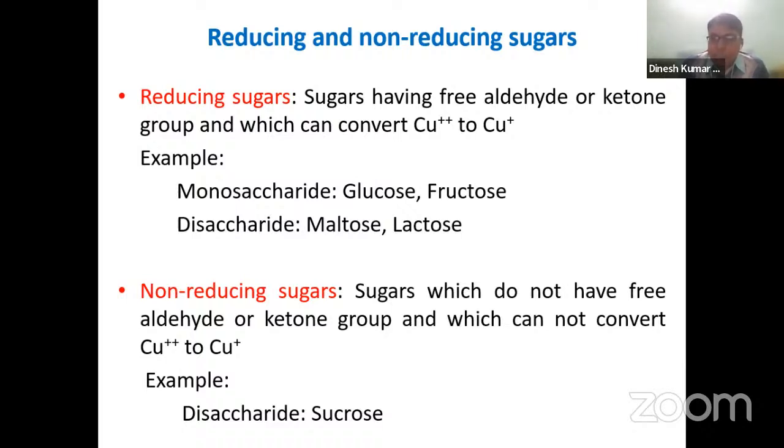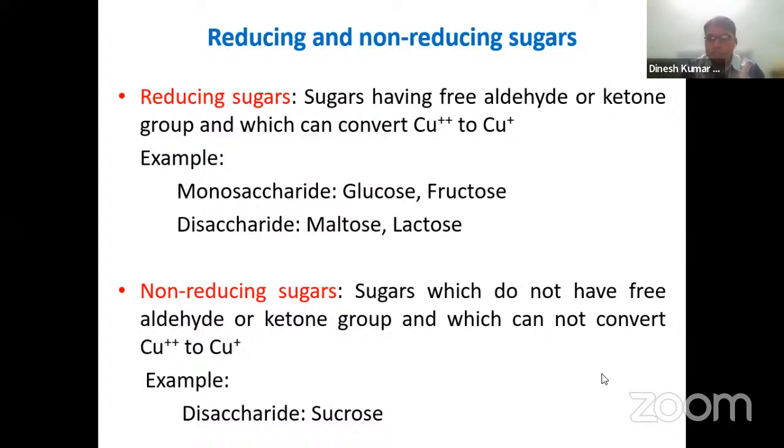Now the non-reducing sugars, which do not have the free aldehyde or ketone group and which cannot convert Cu2+ to Cu+. The example is the disaccharide, as we saw in the diagram or the picture, the structure of the sucrose, where both the aldehyde of glucose molecule and the ketone group of fructose are bound together, are involved in glycosidic linkage formation, and they have no free aldehyde or ketone group. So sucrose is a non-reducing sugar.